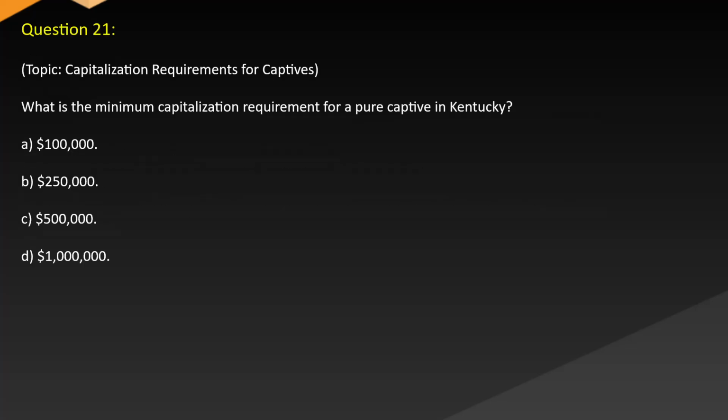Question 21. Topic: Capitalization requirements for captives. What is the minimum capitalization requirement for a pure captive in Kentucky? A. $100,000. B. $250,000. C. $500,000. D. $1 million.